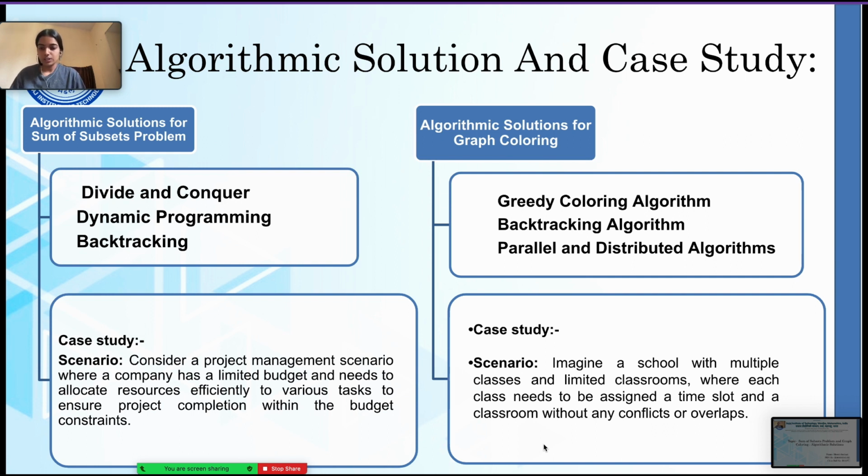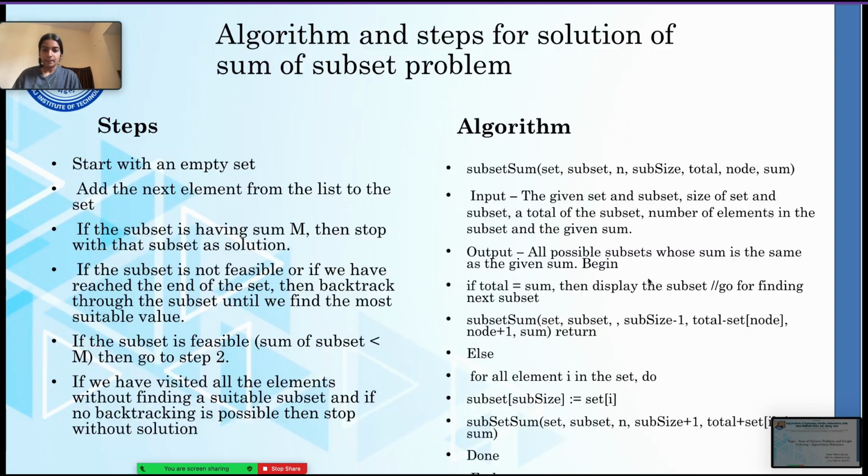Talking about the case studies, there is a scenario where in a company we have to make projects, each having its own budget. We have to complete the tasks within a given budget. Such a problem can be solved through the sum of subset problem. Second is graph coloring. Imagine a scenario where we have to make a timetable for students such that no condition occurs where teachers are given the same classroom at the same time.